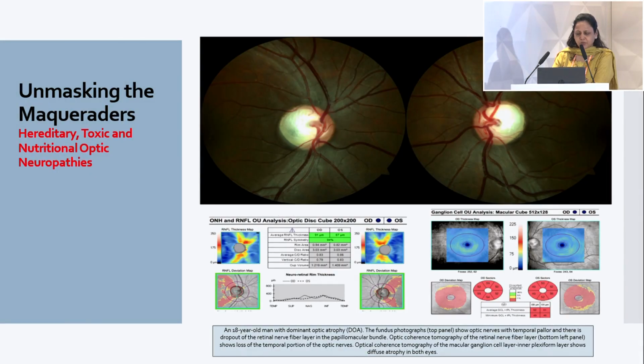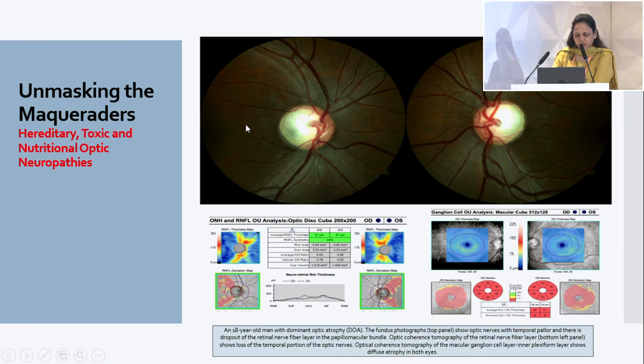Again, going to one of the Masqueraders, you can see the picture, a bilateral manifestation of temporal pallor. So it's basically a toxic amblyopia case, where there is a toxic neuropathy, with bilaterally symmetrical temporal pallor.